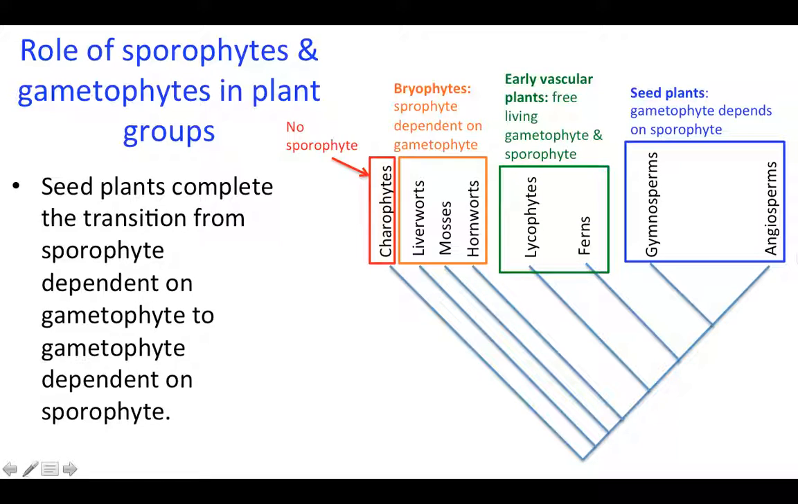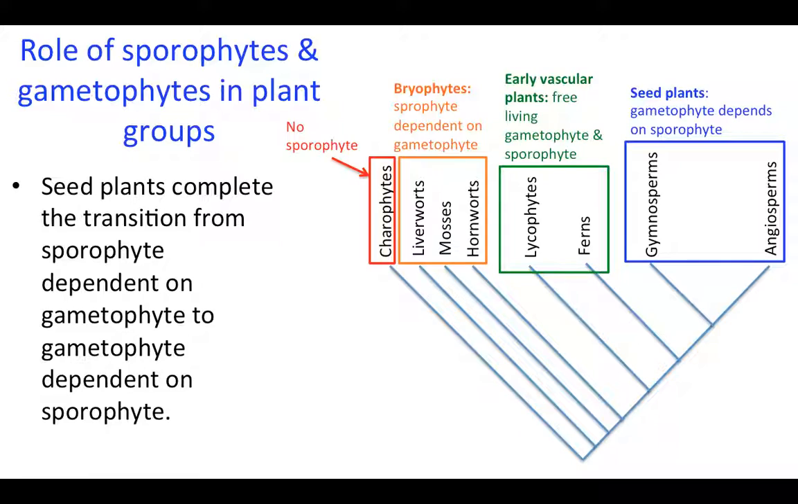We've now switched to the point where the sporophyte is both the dominant generation and the one that provides nutrition to the gametophytes. The gametophytes in seed plants do not photosynthesize. They simply acquire nutrition from their parent sporophyte. So this is a big reversal if you compare what the seed plants are doing to what the bryophytes did.